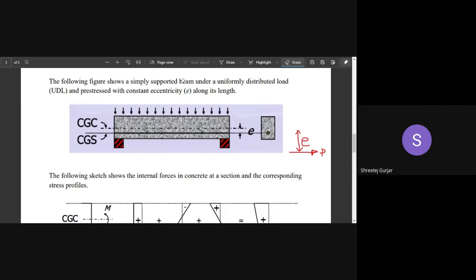I have told you the difference: the vertical distance between your CGC and your CGS is your eccentricity. Because of this eccentricity, there will be a moment which will be generated like this.